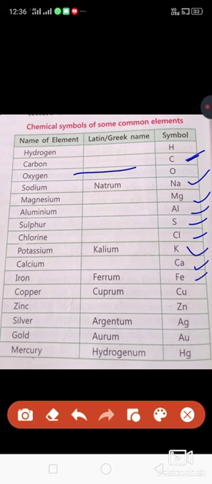Iron, Fe. Copper, Cu. Zinc, Zn. Silver, Ag. Gold, Au. Mercury, Hg. So dear students, you have to learn it. In the next class I will ask about it. So learn it.